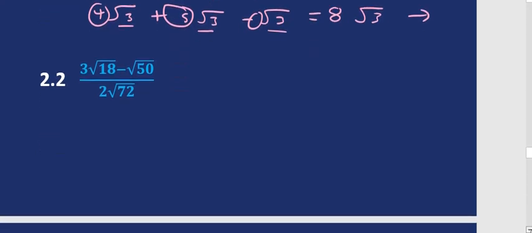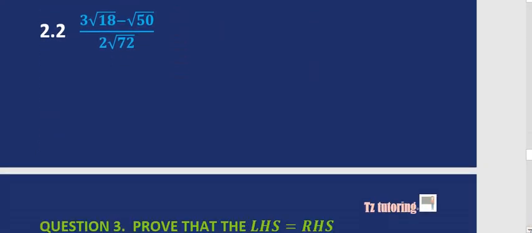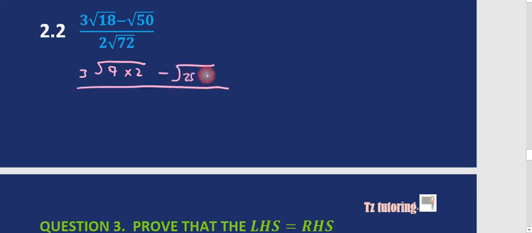Another example, 2.2. We've got 3. How do we break 18 into two numbers? A number that can be square rooted is 9, times the prime number 2. And for the other, 25 times 2.